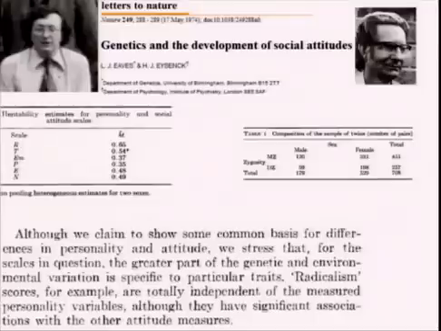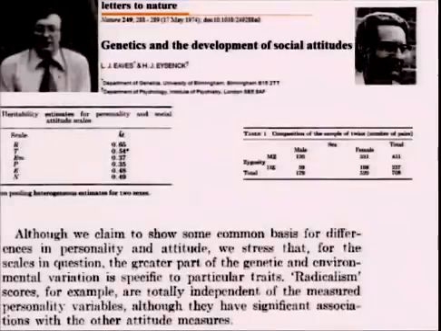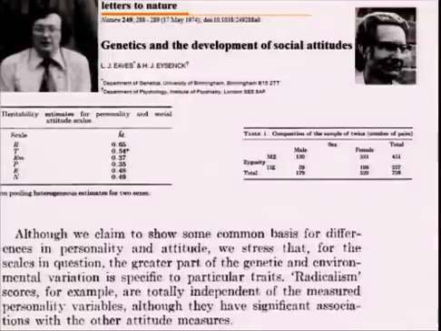But even when they ran, and at this time they had 708 twin pairs, which was quite a lot of twin pairs in the 70s to get social attitudes on. And they came to the conclusion, although we claim to show some common basis for differences in personality and attitudes, we stress that for the scales in question, the greater part of the genetic and environmental variation is specific to the particular traits. Radicalism scores, for example, are totally independent of the measured personality variables, although they have significant associations with other attitude measures.